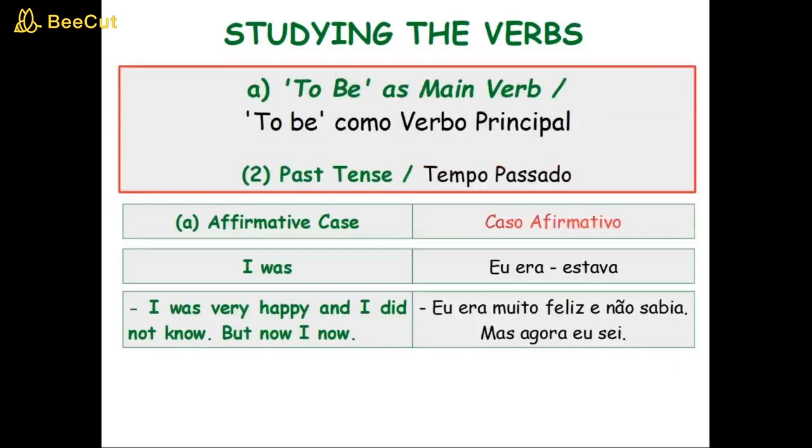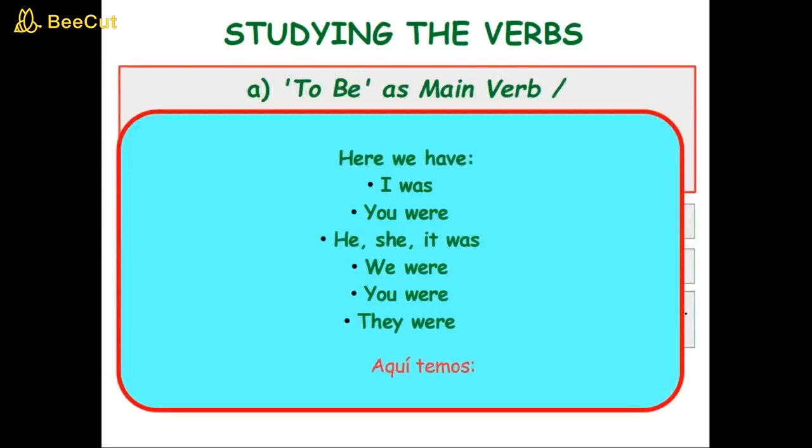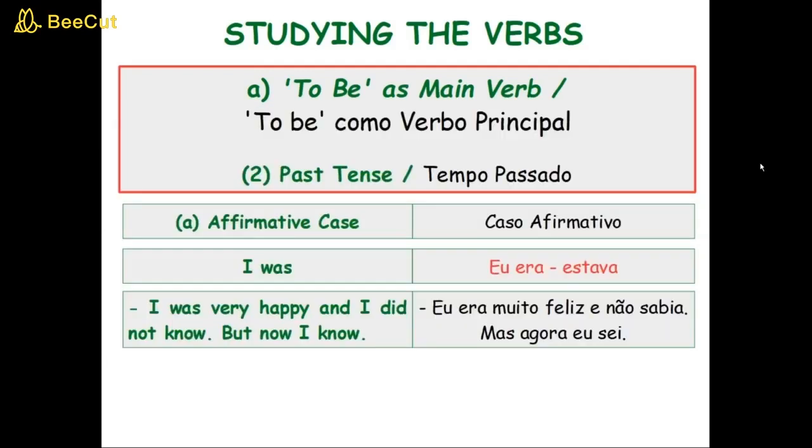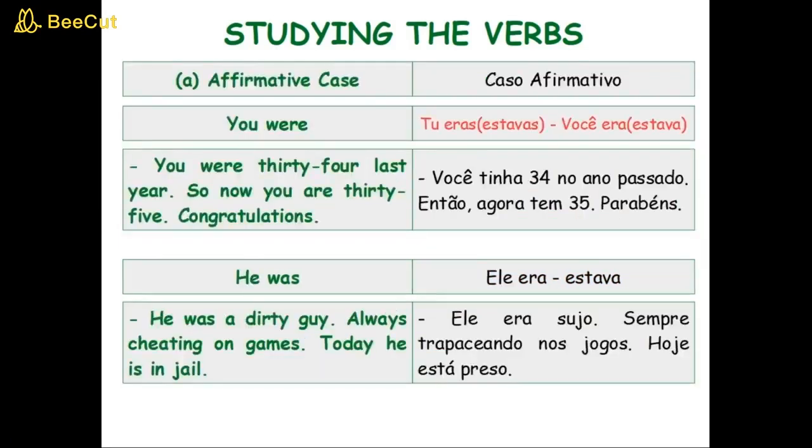Past tense. Affirmative case. Here we have I was, you were, he, she, it was, we were, you were, they were. I was very happy and I did not know, but now I know. You were 34 last year, so now you are 35. Congratulations. He was a dirty guy, always cheating on games. Today he is in jail.